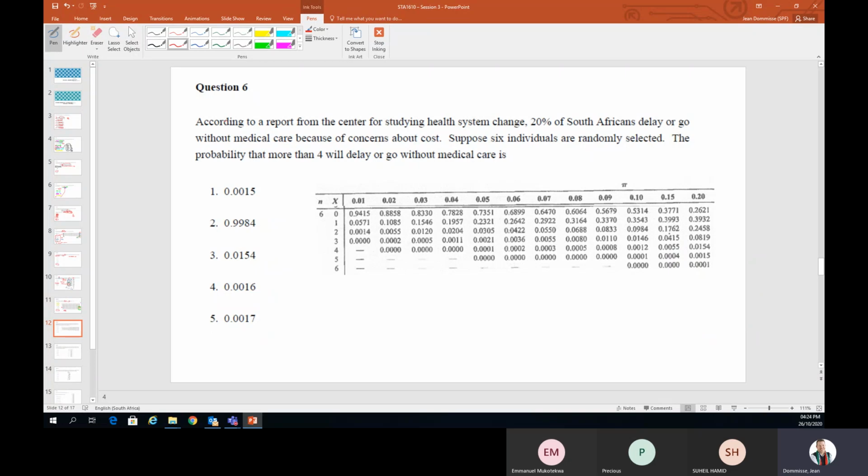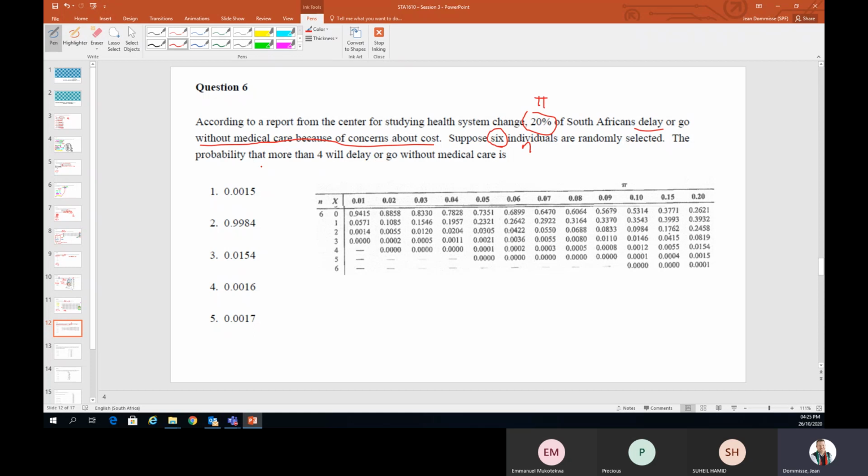So let's look. According to a report from a Center for Studying Health System Change, 20% of South Africans delay or go without medical care because of concerns about cost. So I would have assumed that is going to be my pi. Suppose 6 individuals, so n is 6, are randomly selected.